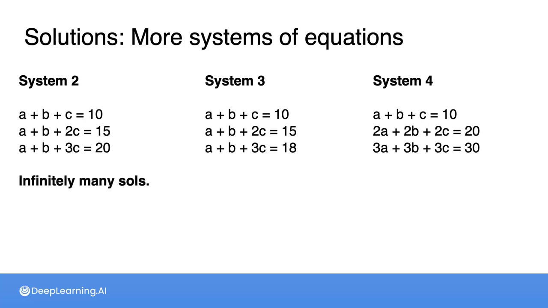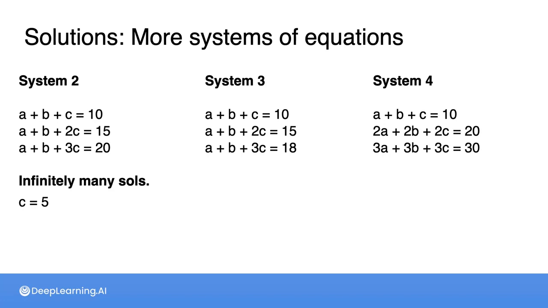System 2 has infinitely many solutions. Why? Well, you look at equation 1, it says a plus b plus c equals 10, and from equation 2 there's an extra c and an extra 5, so that c must be equal to 5. The price of a cherry is 5. However, when you go from equation 2 to 3, there's also an extra 5 and also an extra c, so equation 3 brings nothing new to the table.